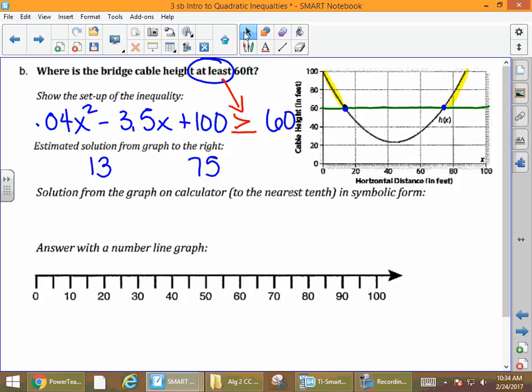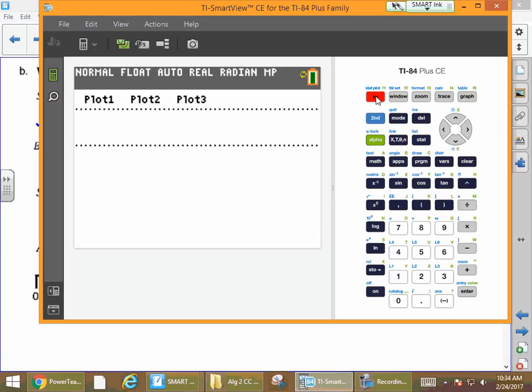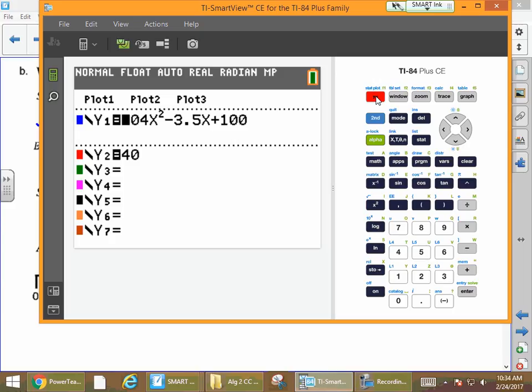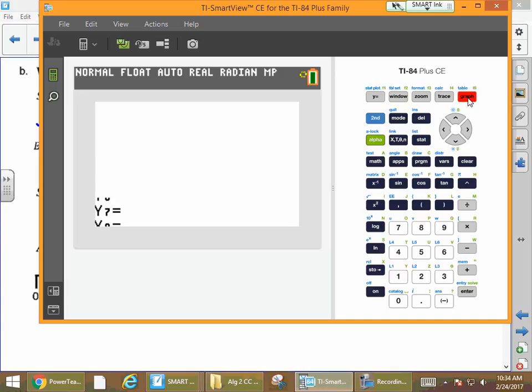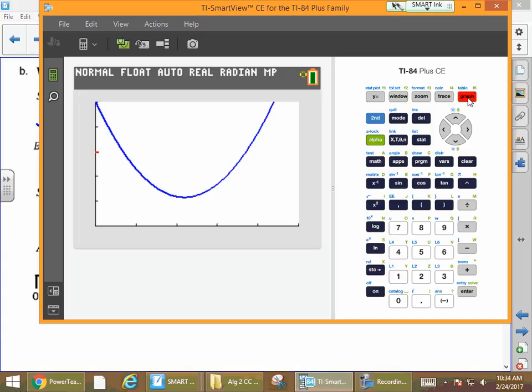So we're going to go back to our calculator. We don't have to change too much. We already have that first equation in. We just have to change this one. And once again, this one says at least 60. So change that 40 to a 60. We still have the same picture, so we still have the same window. But there's our picture this time.